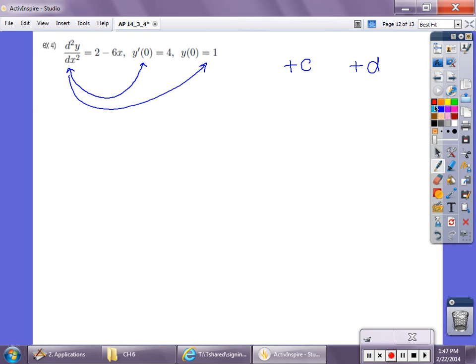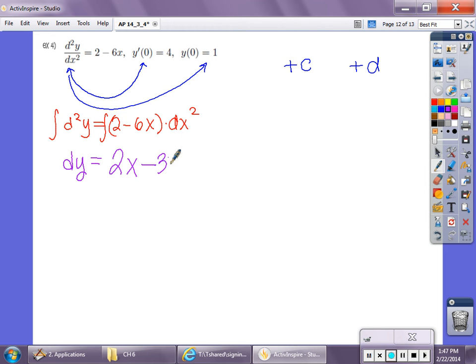All right, so to start off, it looks a little funny, mostly because we don't really use the notation that's written there to do this type of problem, but I want to just keep with it. So when we do this, the integral of that will just be dy. So dy is equal to the integral of 2, which is 2x. The integral of negative 6x is negative 3x squared, and then that plus c you're going to need.